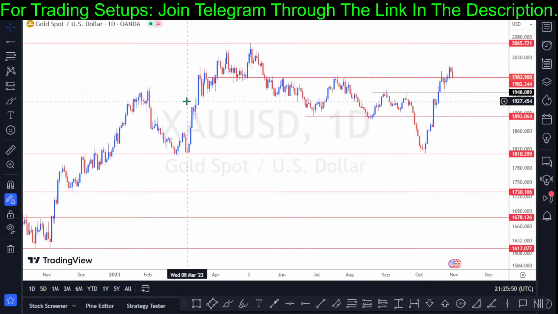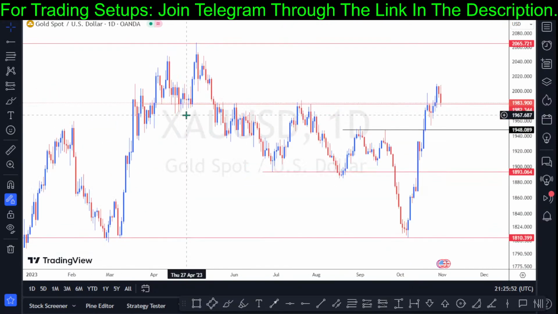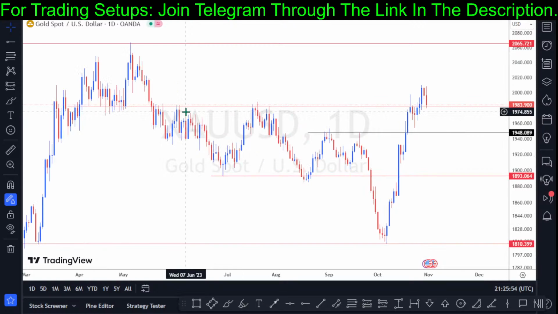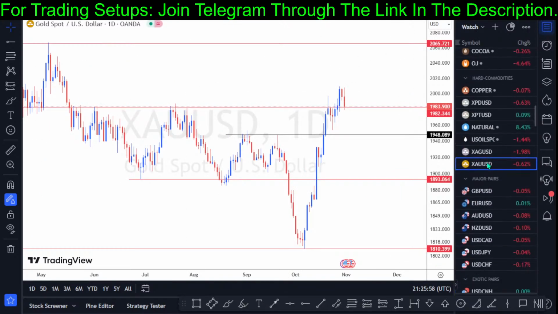So this is how I mark my key level structures on my price chart. Now let's move to the chart of the USD Canada. Based on USD Canada right here, let's go to the USD Canada right here.